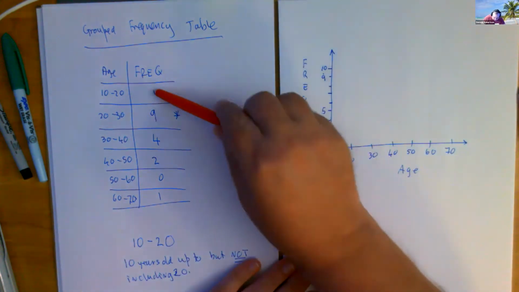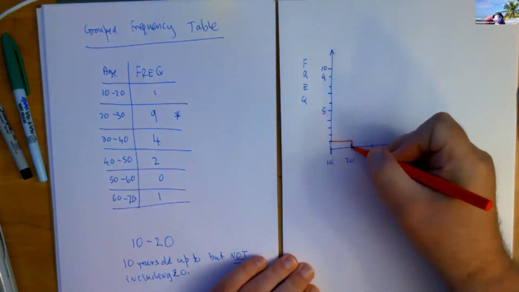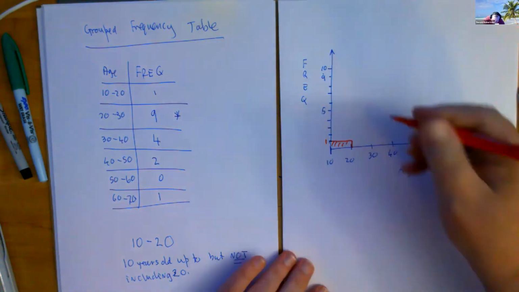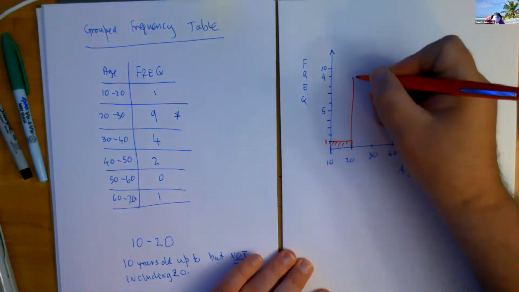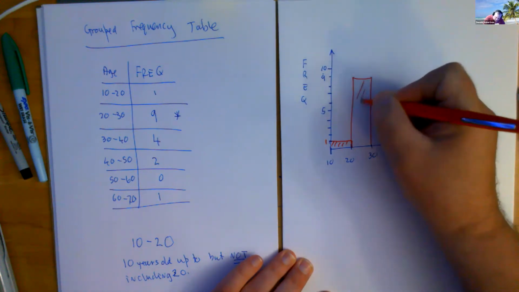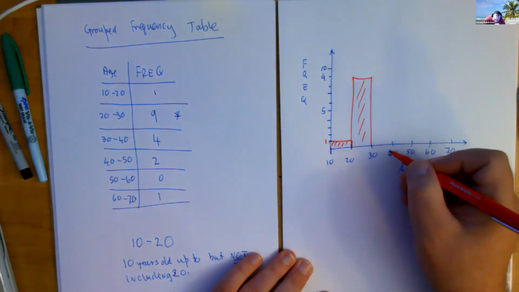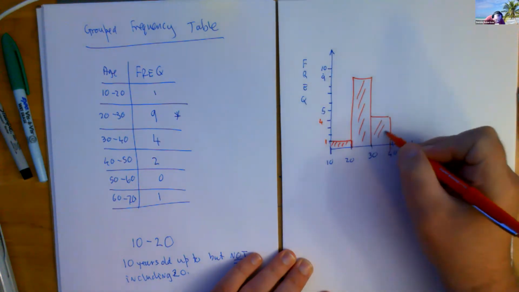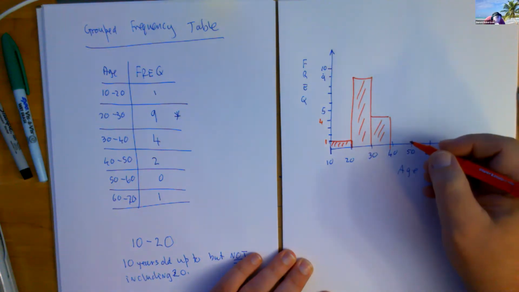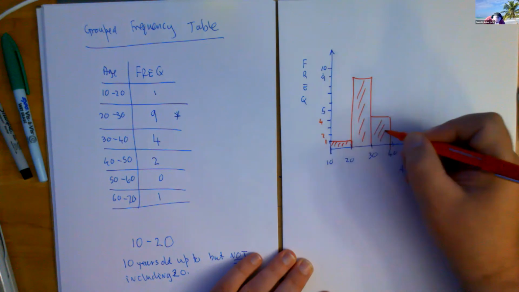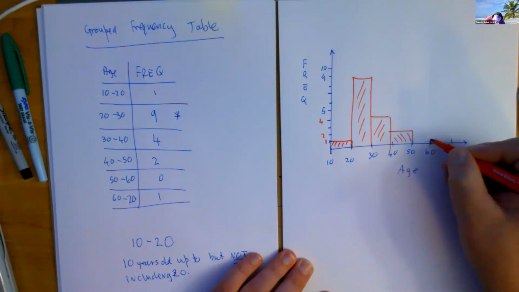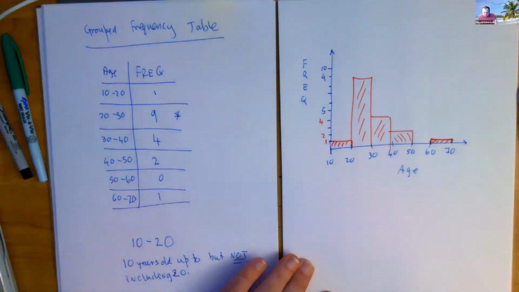So 10 to 20, there was 1 of you, right? 20 to 30, there was 9 of you. 30 to 40, there was 4 of you, which would be about here. 40 to 50, there's 2 of you, which would be about here. 50 to 60, nobody, and me. You see how that works?